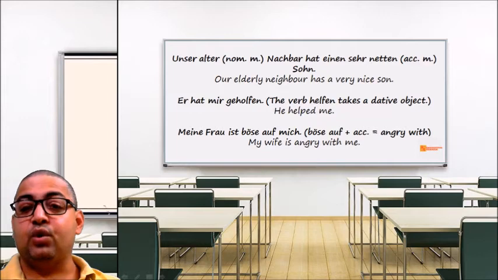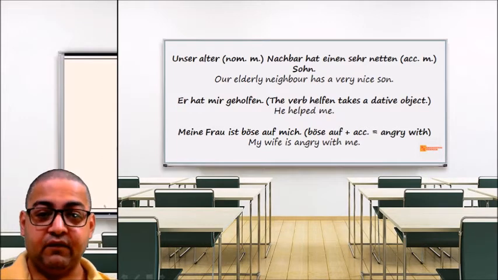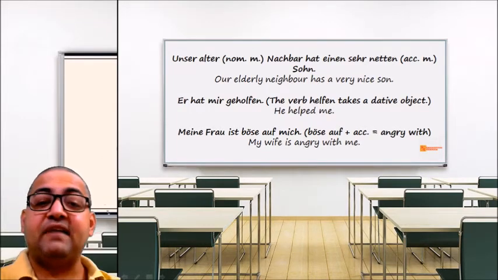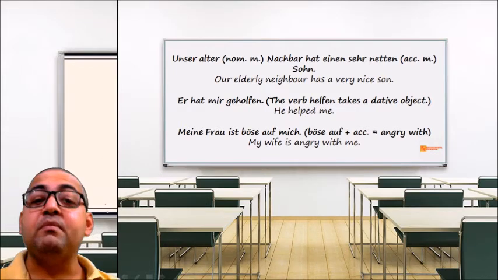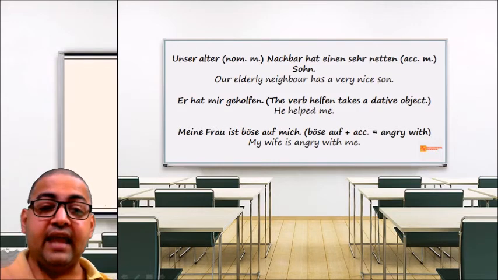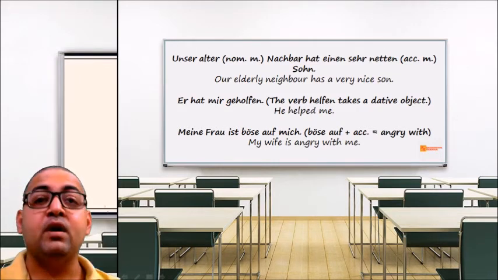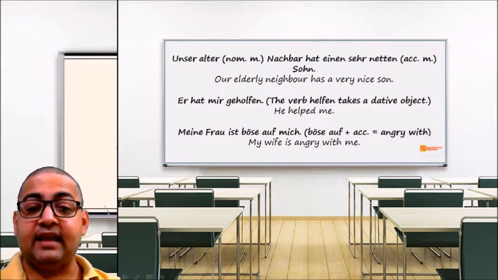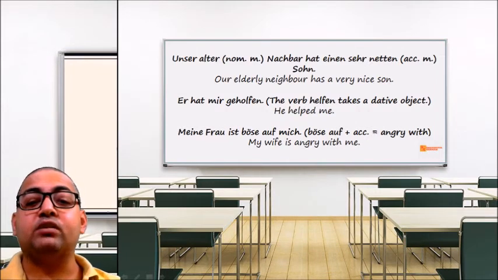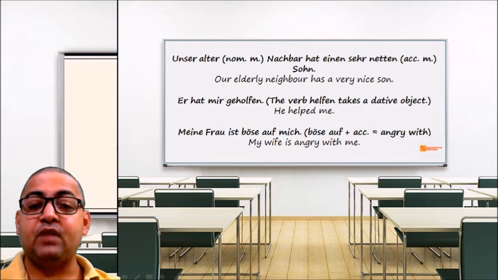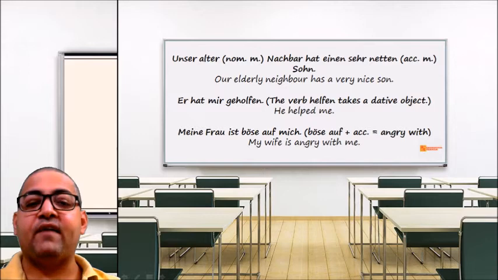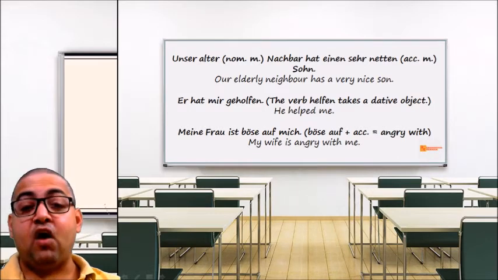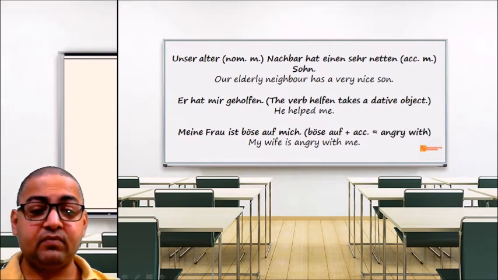Wer hat einen netten Sohn? Unser Nachbar, Nominativ. Who has? Nominative. Was hat oder wen hat einen netten Sohn? Akkusativ. Er hat mir geholfen. Who has helped me? He has helped me. So this is my nominative. To whom has he helped? To me. He has helped me. So this is dative. Meine Frau ist böse auf mich. Auf goes with an accusative preposition, right? So auf here is accusative. Meine Frau ist böse auf mich. In this case, my wife is angry with me.